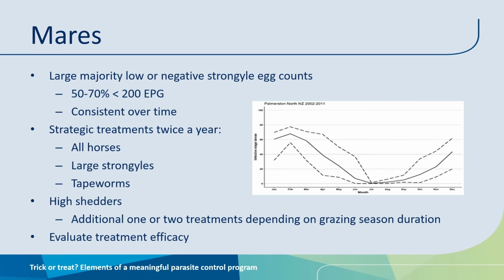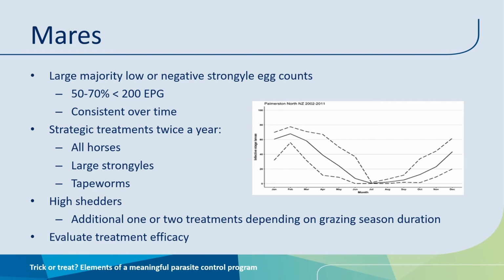Mares, or adult horses, if you will, again, we approach them very differently. Here, the egg counts are used to identify the consistent high shedders. We make sure that the consistent high shedders of horses are getting treated more frequently, more intensively than the majority of mares that are low or negative.